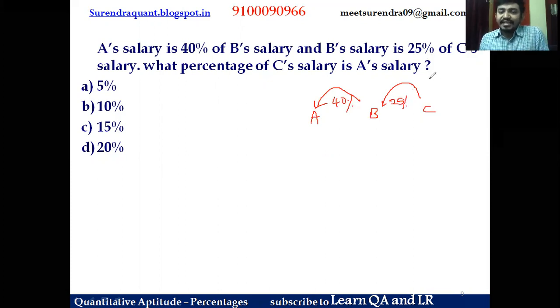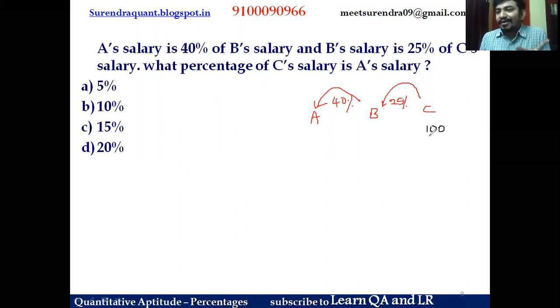Now our worry, our intention, is to decide which of the three variables A, B, C should be considered as 100. Whatever value they compare with, that data should be 100. So first, if you want to know A, you should know B. If you want to know B, you should know C. So let us consider C as 100.